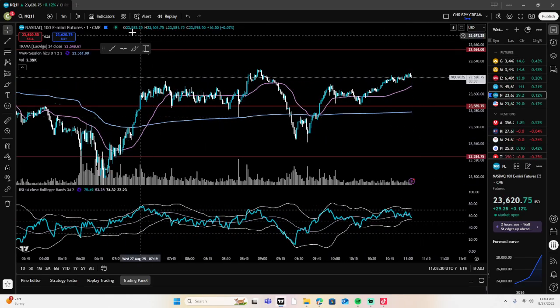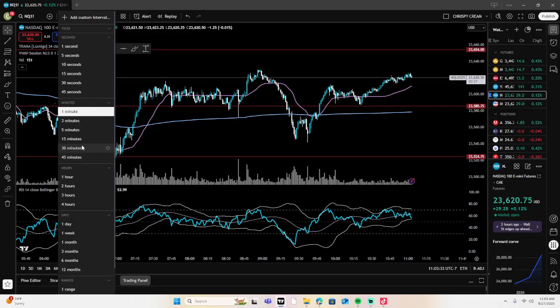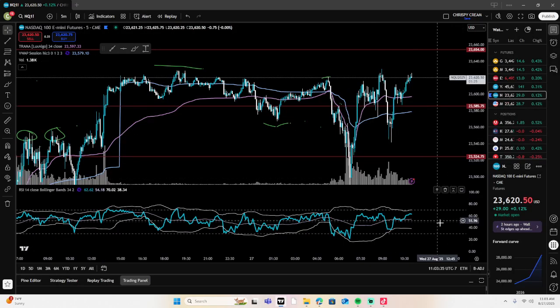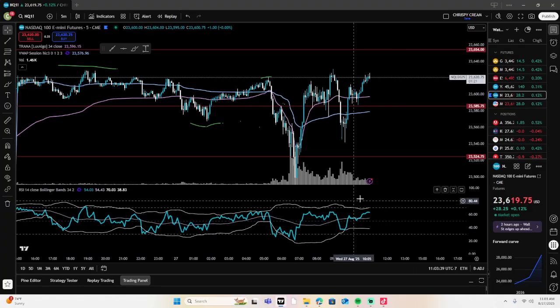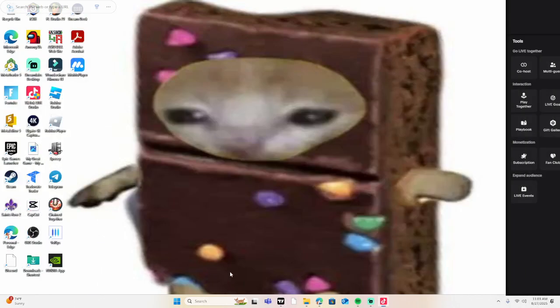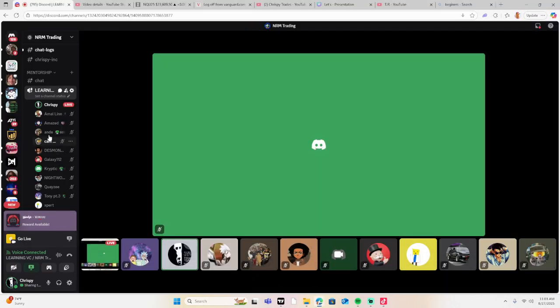All right, so today is just gonna be a small introduction into the RSI. Again, this isn't gonna be an explanation of it. It's literally just gonna be an introduction of the RSI with the Bollinger Bands. Let's see, is everybody here?